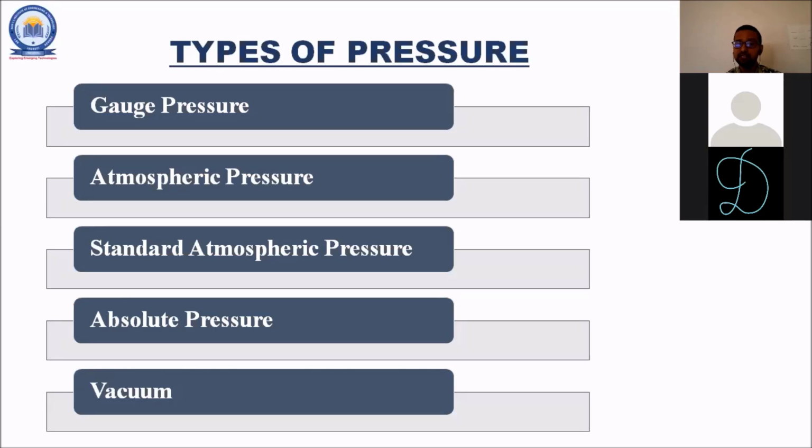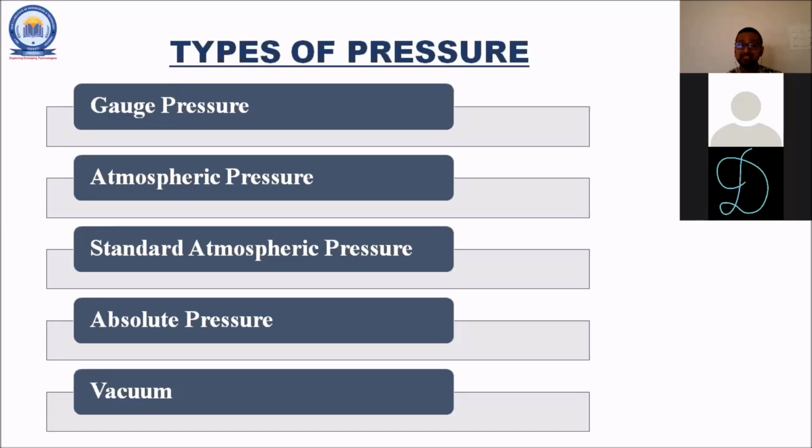Standard atmospheric pressure is the atmospheric pressure which is found at the mean sea level. And if you remember, we calculate the standard atmospheric pressure by considering 760 mm of mercury column. I hope you have already studied this point at your school level. 760 mm of mercury. The fourth type of pressure is the absolute pressure.